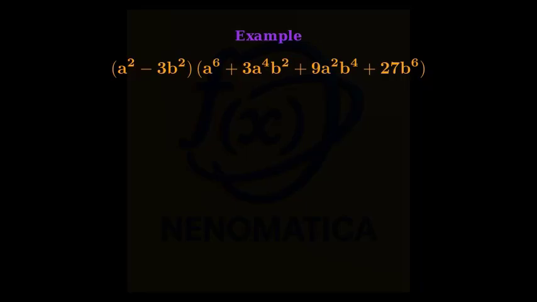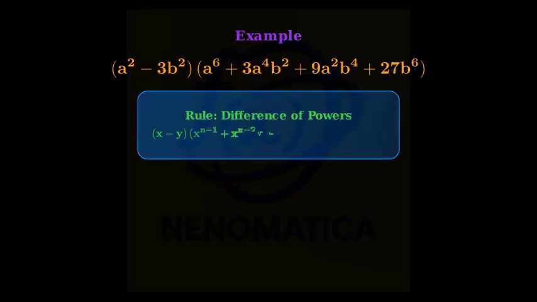Here is the rule we will apply. It is the difference of powers identity. (x minus y) times the series x to the n minus 1 down to y to the n minus 1 equals x to the n minus y to the n.